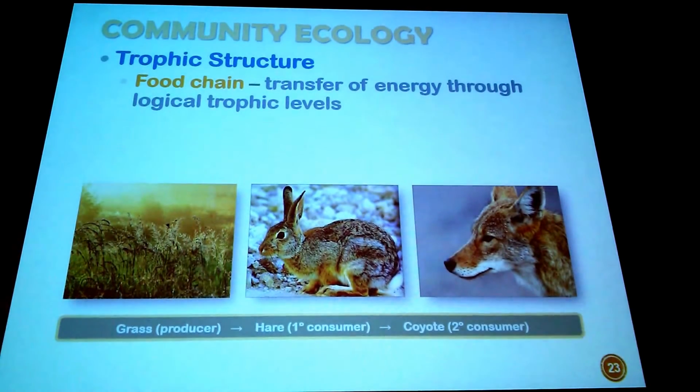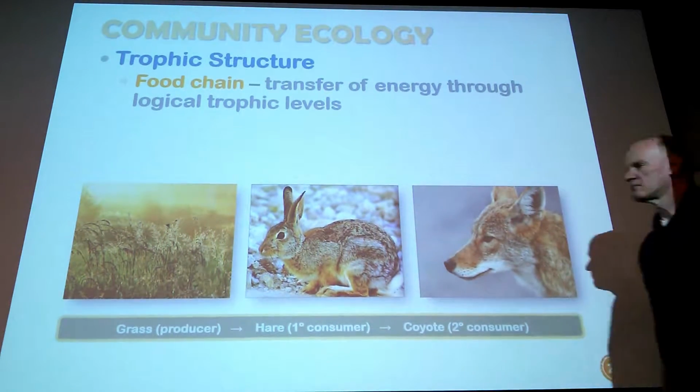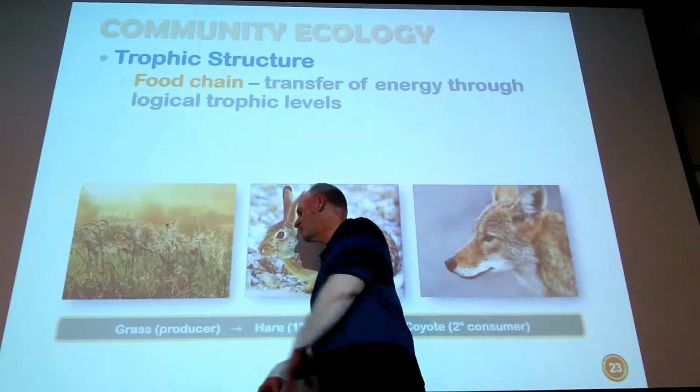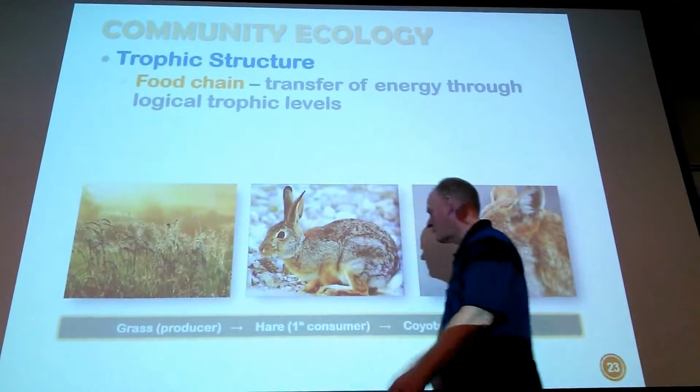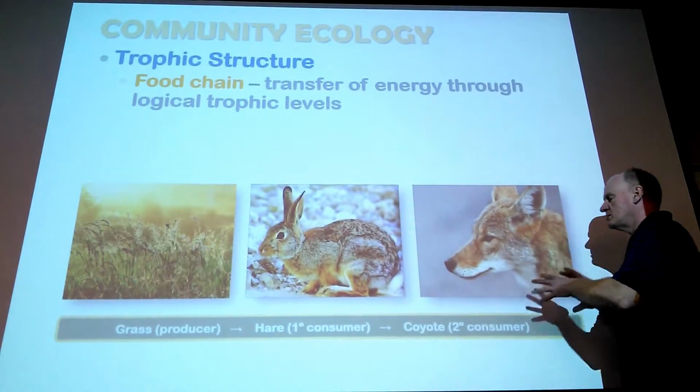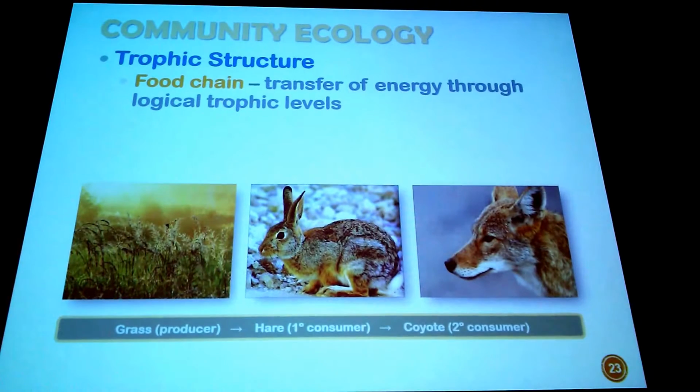Okay, trophic structure. Shifting gears a little bit. Food chain: the transfer of energy through trophic levels. We've got the grasses or some type of plant, the producers. We've got the hare that feeds on the plants. They're the primary consumers. We've got the coyotes that feed on the hares. They're secondary consumers.